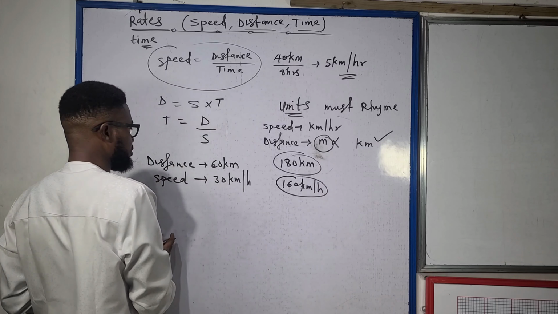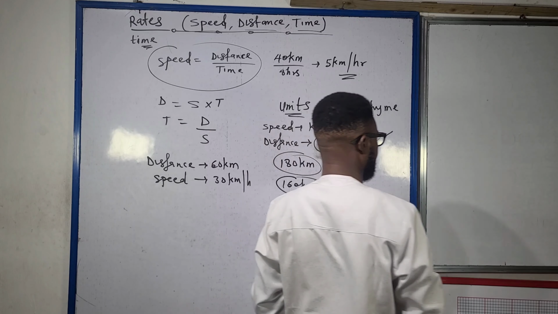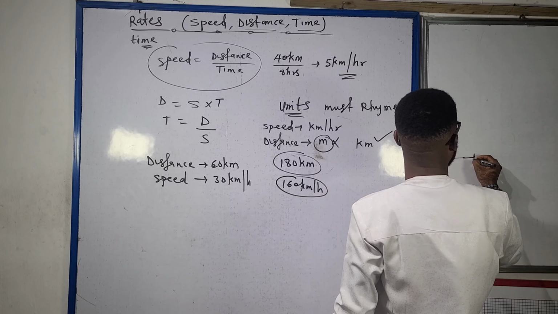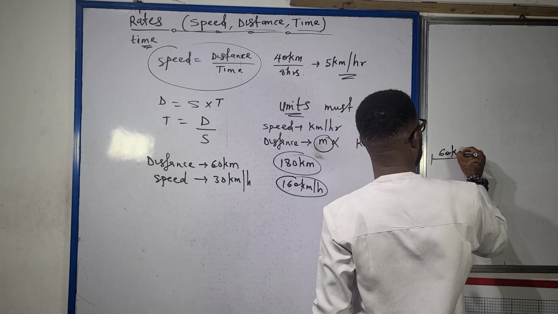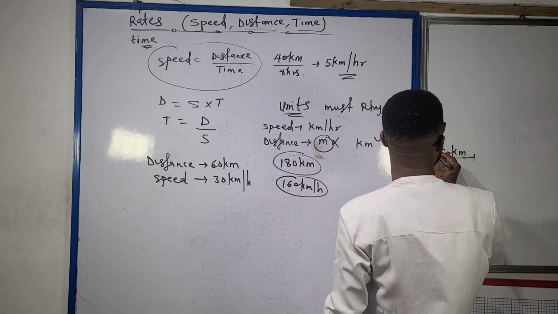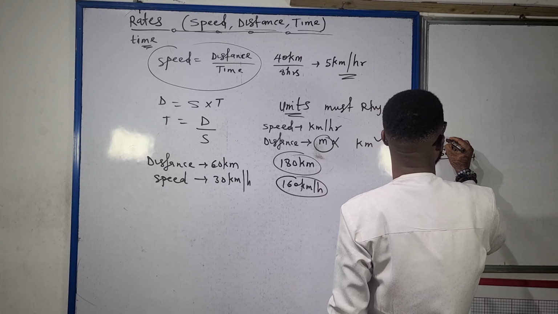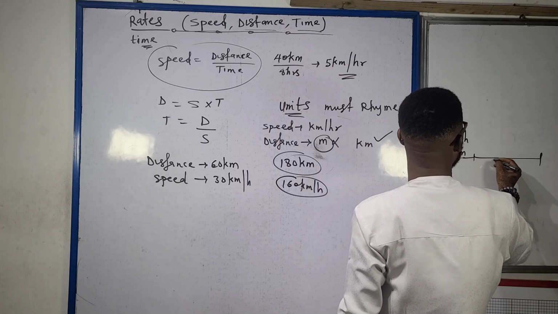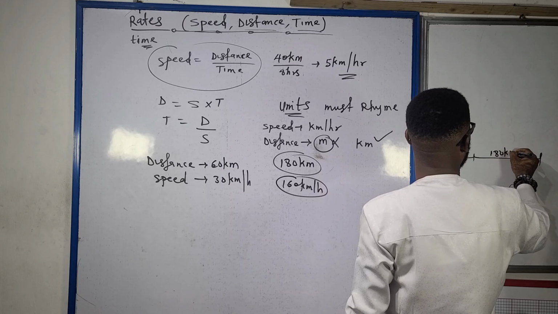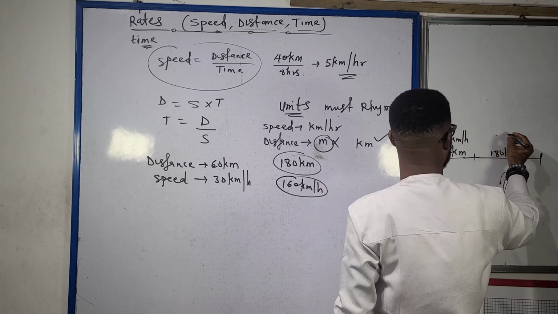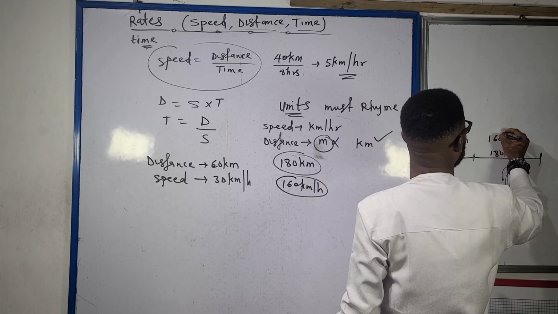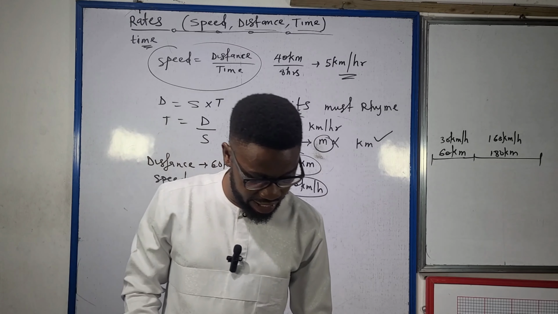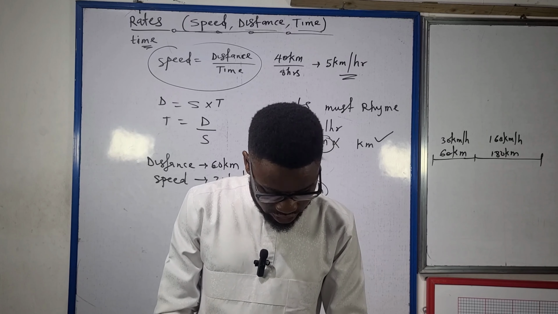If I want, I can use diagrams to represent this. A body had moved 60 kilometers at a speed of 30 kilometers per hour, and then a further 180 kilometers, but this time at a speed of 160 kilometers per hour. So what do they want in this question? They said calculate the total time taken.